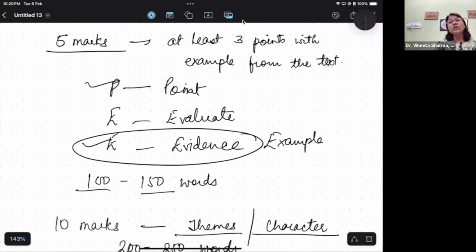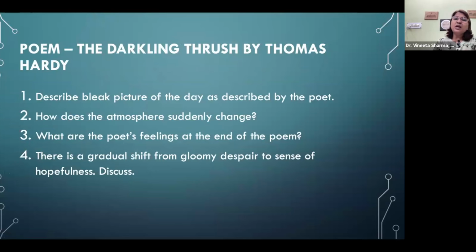Now let's talk about the important questions. Now I'm going to give you a list of questions. If you prepare those questions, I think more or less you are able to cover the entire story or the poem. So the first poem is The Darkling Thrush by Thomas Hardy. This is a list of questions which I have given. If you prepare these questions properly, then the language may vary, but more or less the questions are going to ask about these things only.